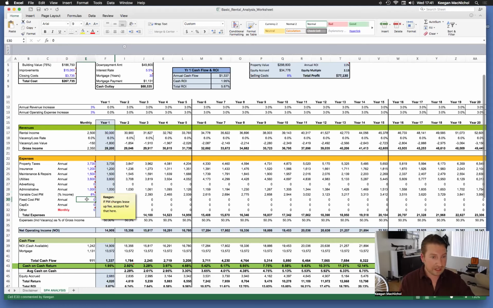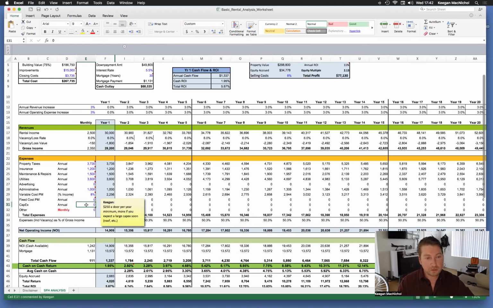Fixed costs. So instead of a percentage, you have the option to put in a fixed cost. Now, I know that this property in Rapid City is actually being managed by someone that charges 8%. So that's why I threw that in there, but you may want to use 10% if you're not sure.